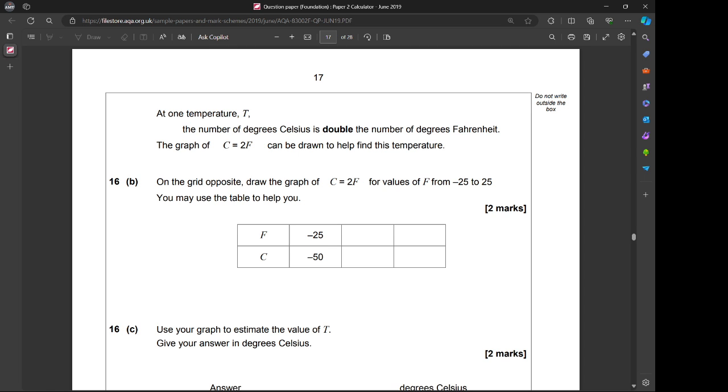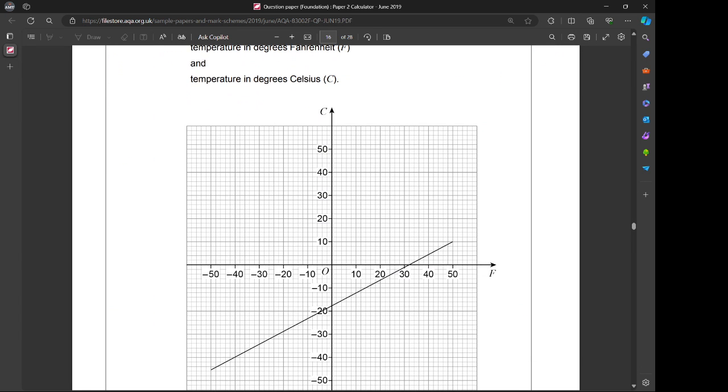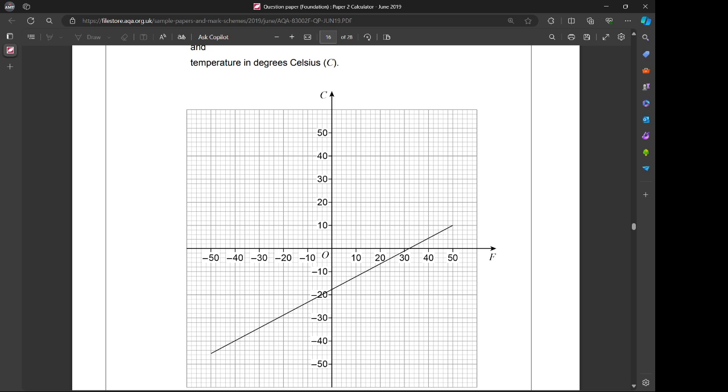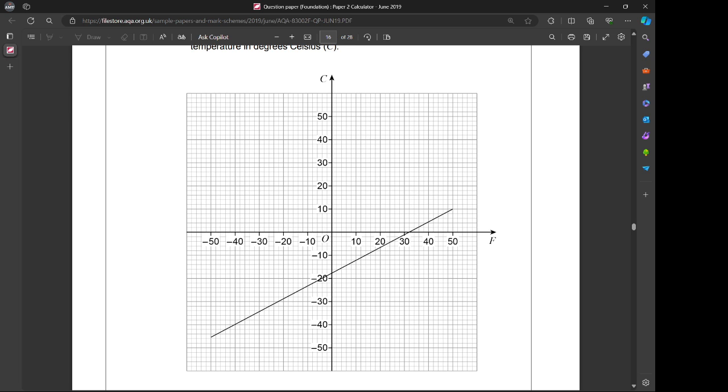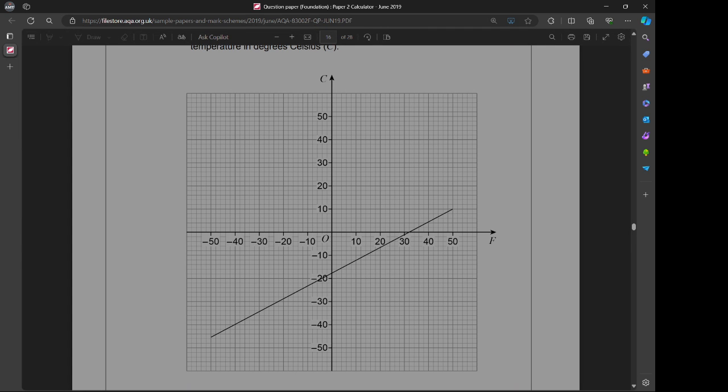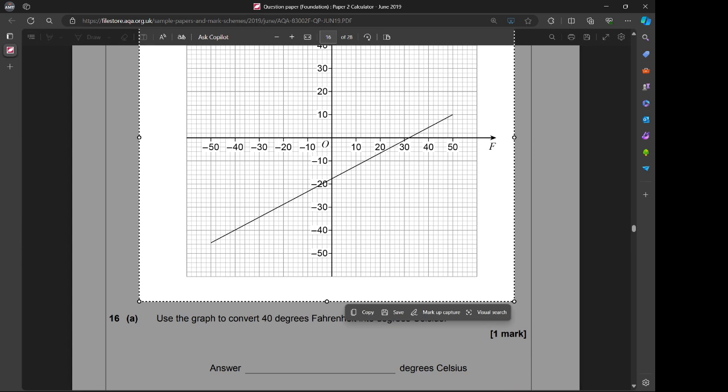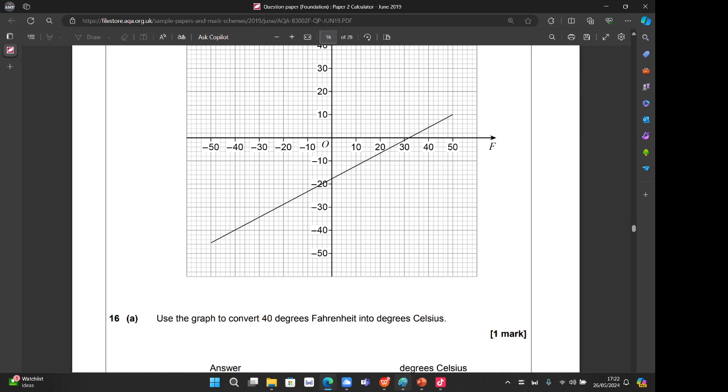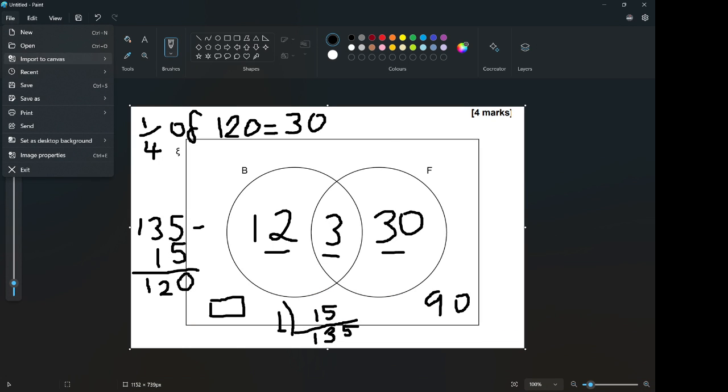So when F is 0, C is going to be 0, so I can put 0, 0, and then when F is 25, C will be 50. So it's going to have a gradient of 2. It's going to be a bit tricky to actually draw here, but I'll try and plot it the best I can. But yeah, so we've got that C equals 2F.